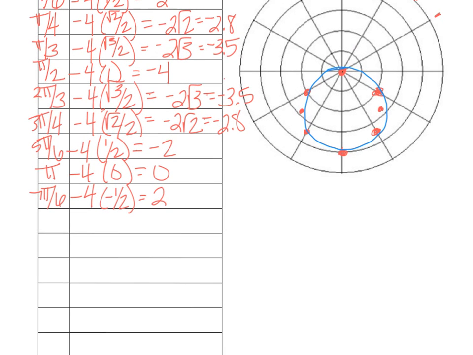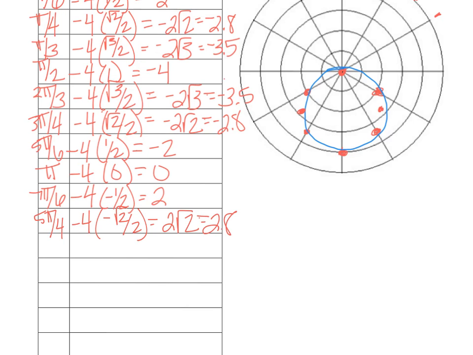If I'm at 7 pi over 6, I'm here. Okay, if I'm at 2, I'm here. I've already got that point. Let's see what's going to happen with 5 pi over 4. -4 times negative radical 2 over 2, positive 2 radical 2, which we know is 2.8. And we already have that point. So what's happening here is it's going to overlap. It's going to make that same circle again.